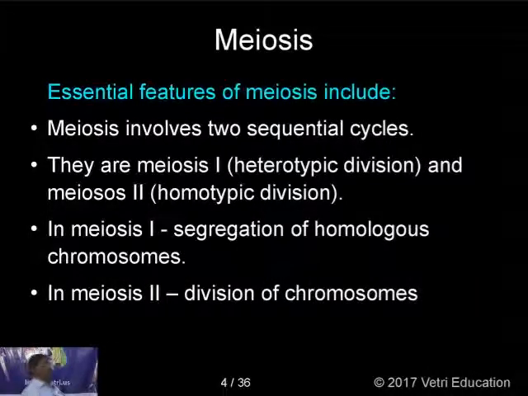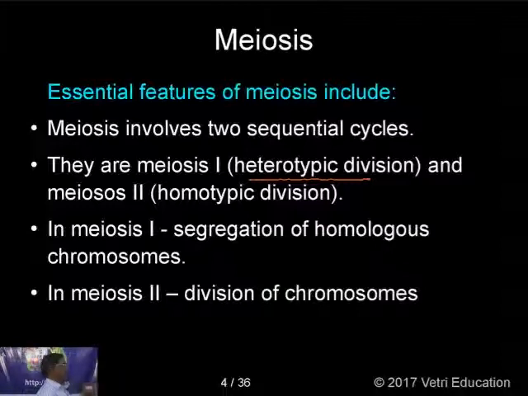What are the essential features of meiosis? Meiosis involves two sequential cycles, whereas in mitosis you find only one cycle. Here you find two types of divisions. They are meiosis 1, called heterotypic division, because there interchange of chromatin material takes place, and in this division only the chromosome number becomes half. The next division, meiosis 2, is called homotypic cell division. Nothing special there, it is just like mitosis in two cells.